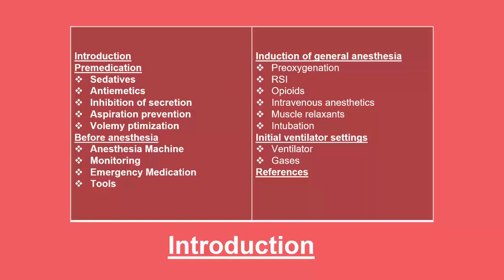The next part is the induction of general anesthesia itself, which is perhaps the most important point of this presentation. This includes pre-oxygenation, rapid sequence induction, opioids, intravenous anesthetics, blocking agents, intubation, and initial ventilator settings, as well as the ventilator and anesthetic gases. Here will be a brief overview of these initial settings, which often present many difficulties for you.